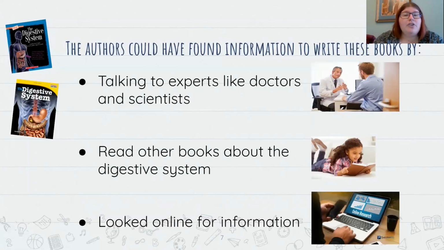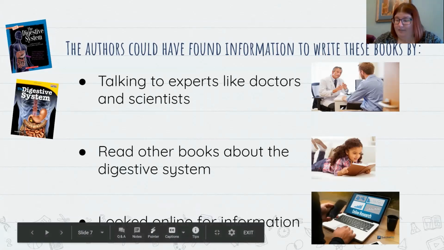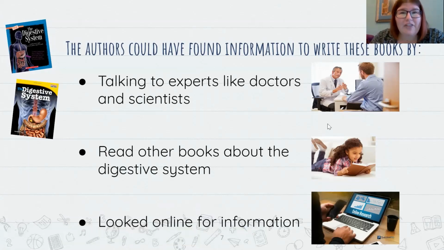So the authors could have found information to write these books by talking to experts like doctors and scientists. They also could have read other books about the digestive system, and they could have looked online for information. So this is one way that authors gather research or gather information as they start to write informational or nonfiction texts.